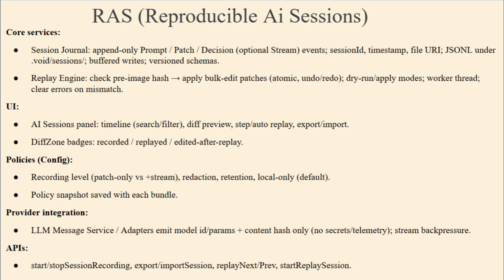We add two small core services and a thin UI. The session journal is append only. It logs prompts, patches, and decisions. The replay engine checks the pre-image hash and applies patches automatically via bulk edit, with a dry run and a worker thread so the UI stays smooth. In the UI, a sessions panel shows a timeline, diff preview, and replay controls, with small diff zone badges in the editor. The config holds policy, recording level, redaction, defaults, and retention.